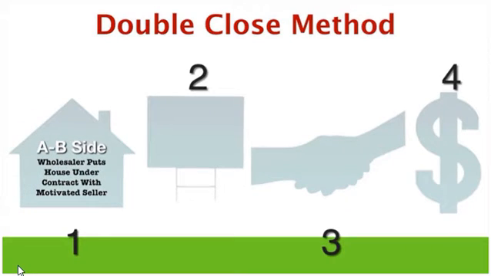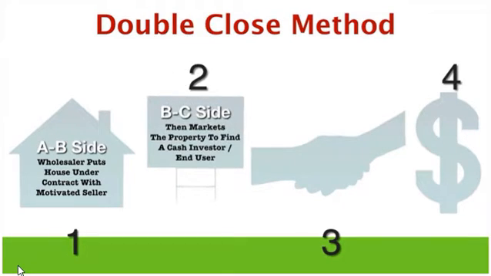The A to B side is the side of the transaction where we are buying the property from a motivated seller. So the wholesaler puts a house under contract using your standard purchase and sale agreement, buy-side paperwork, and you put the property under contract. That's called the A to B side. We're then going to go and open up escrow, which is called your A to B escrow. Then you're going to start marketing your property to find a cash buyer.